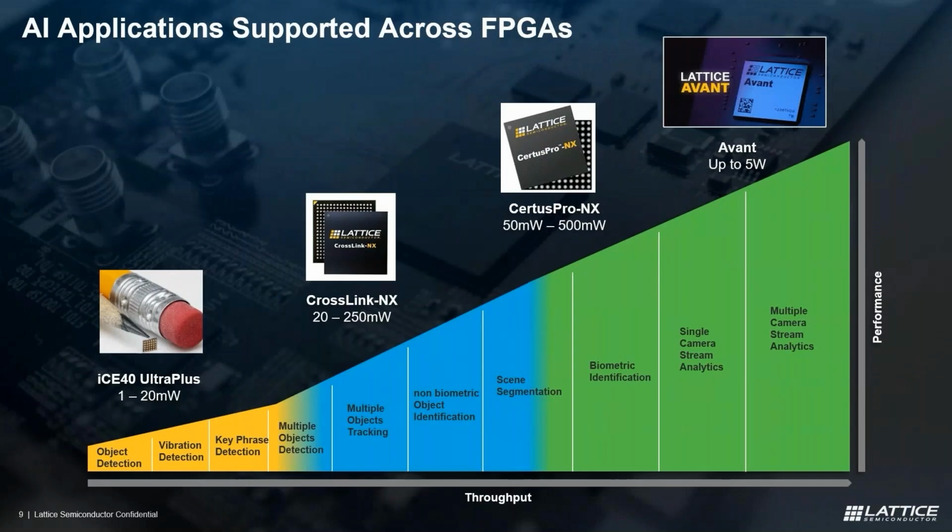This slide gives you an overview of throughput versus performance. You can see what applications are supported across which FPGA families. Starting with ICE40 Ultra Plus, one of our smaller FPGAs, pictured on the left-hand side next to the pencil. It's 2.15 by 2.55 millimeters, less than 55 square millimeters. Yes, it's that small, and it can run AI, and it consumes only 1 to 20 milliwatts. And you can run various AI applications on it, such as object detection or key phrase detection.